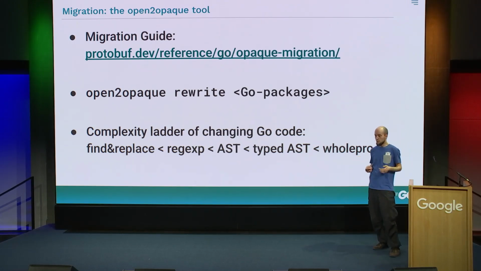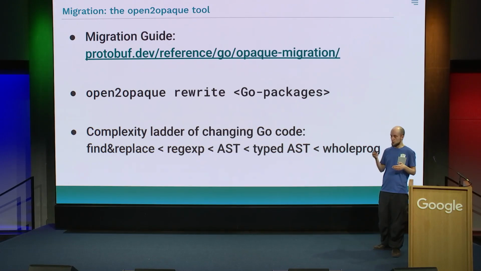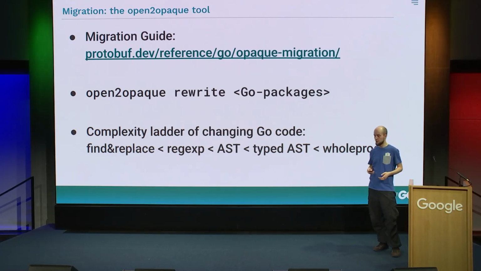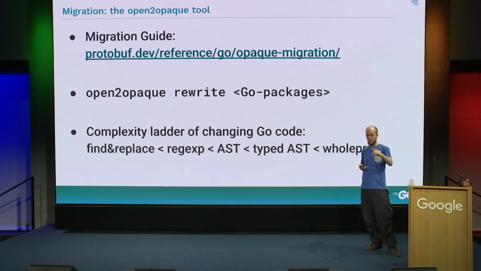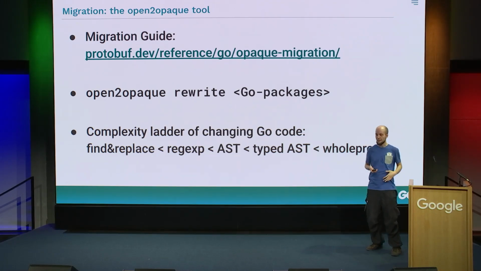And it has a couple of subcommands, the most important one being the rewrite subcommand, which you feed one or more Go packages, and then it will load them and update the code. As part of talking about code rewriting tools, I wanted to mention what I call the complexity ladder of changing Go code. Quick show of hands, who here has written a program that modifies other Go code? Okay, that's about 5 people, nice.